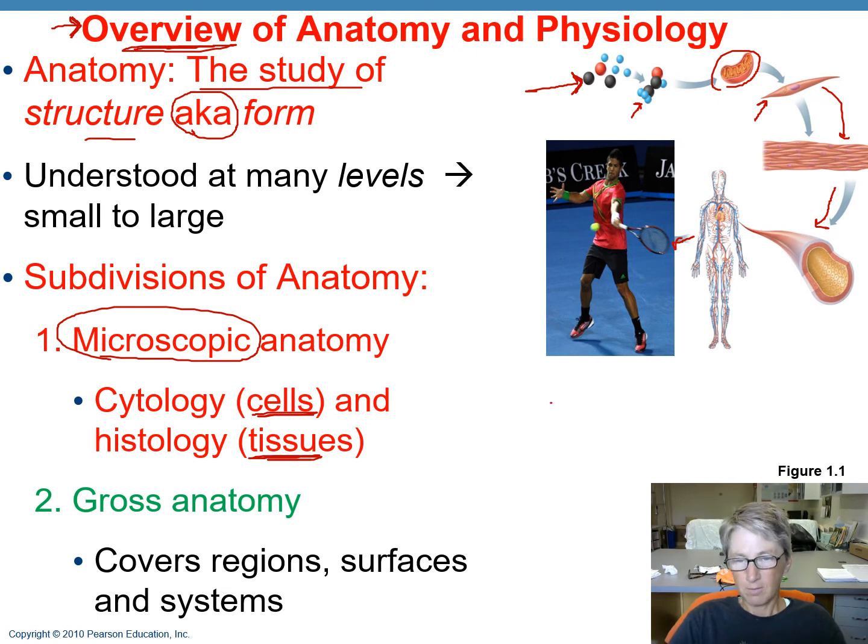And this is a photograph of one of my favorite tennis players, Fernando Verdasco. I should put up, I have a new favorite. I'm so fickle.